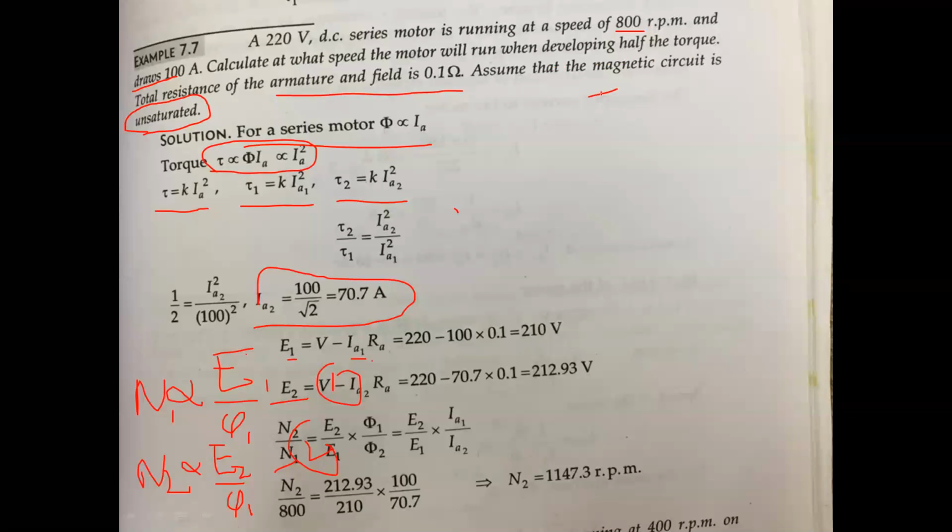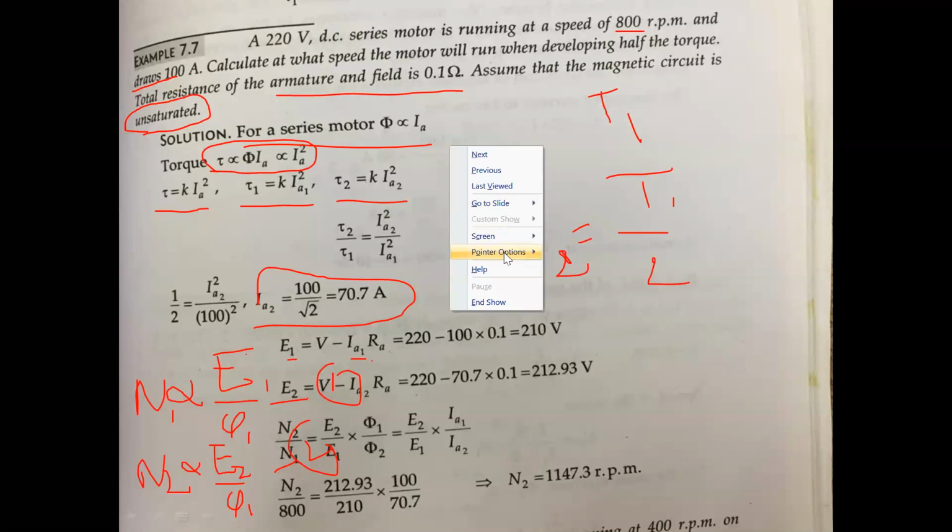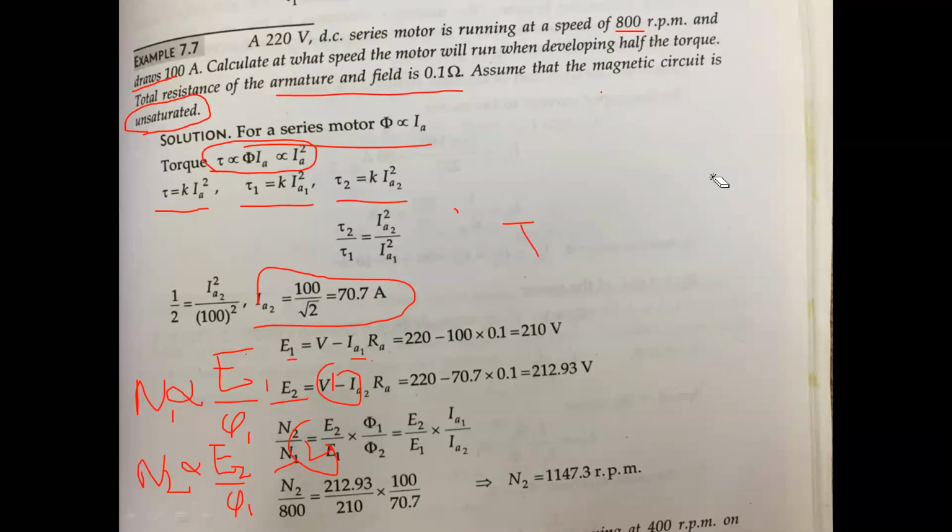Torque is half. T1, for example, is the first one. In the second case, T2 equals T1 by 2. So torque becomes half. The total resistance of the armature and field is 0.1. The armature resistance is given. Assume the magnetic circuit is unsaturated.